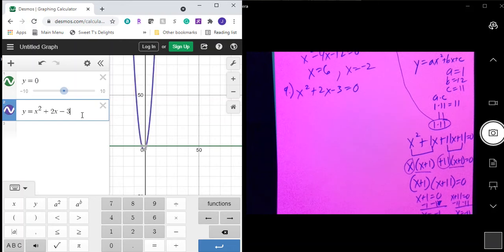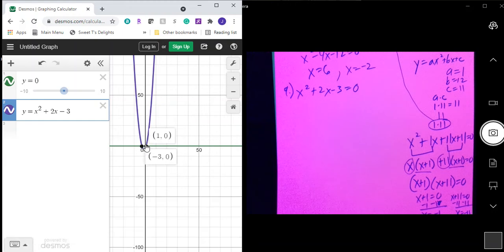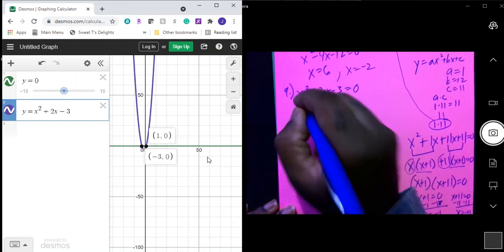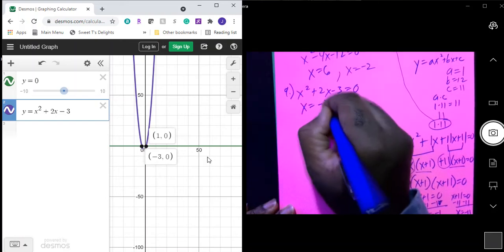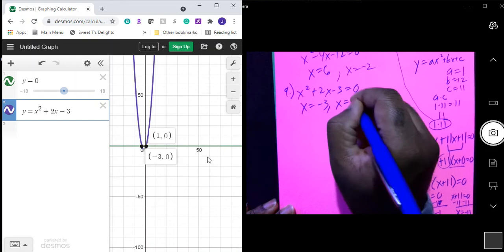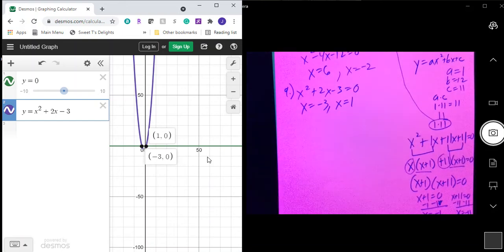All right. So now we look at their intersection points with each other. And we notice here that we will have x is equal to negative 3, and then x is equal to 1. And that is our answer.